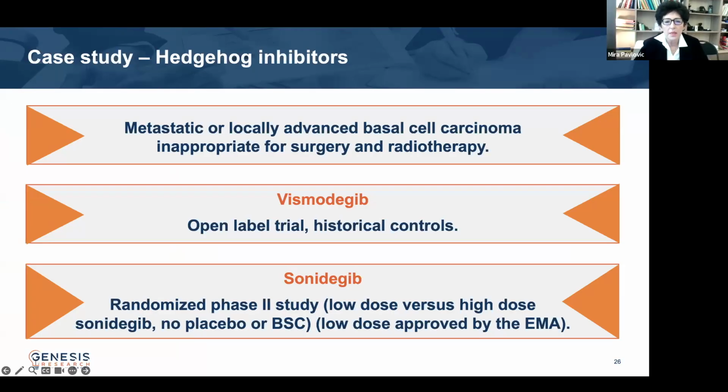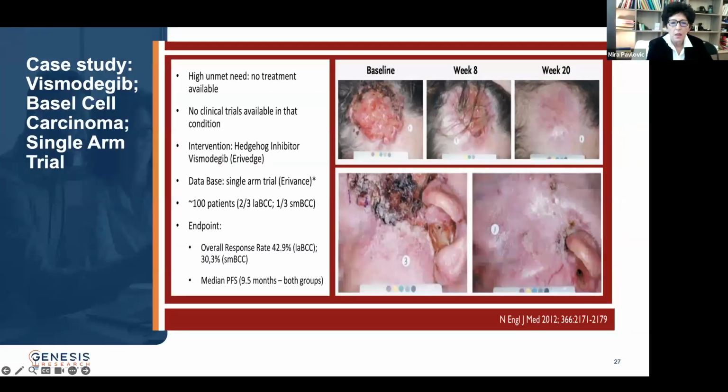It's in metastatic or locally advanced basal cell carcinoma, where you cannot do surgery, and it is too big for radiotherapy. There are two drugs. Vismodegib is 10 years ago or more, and Sonidegib is a little bit more recent, where you have a randomized phase 2 study, but it was low dose versus high dose. And only the low dose was then approved by EMA. So what happened to this one? This is about basal cell carcinoma, and some photos are before and after.